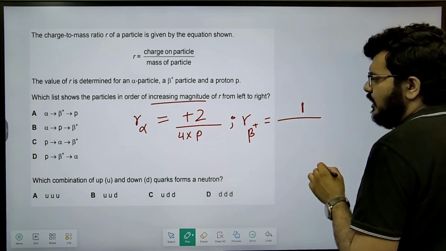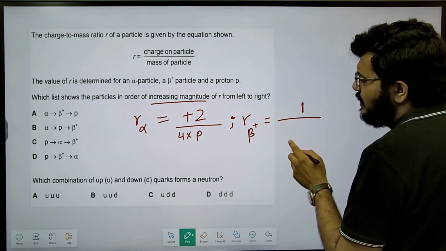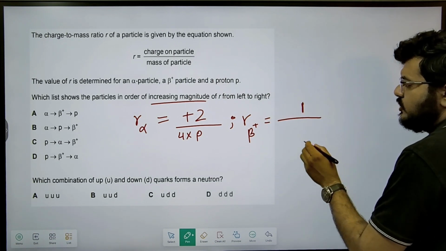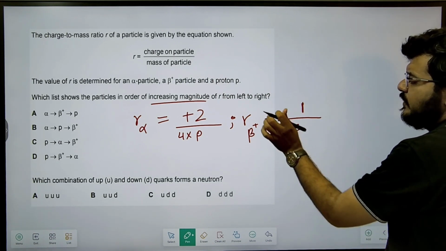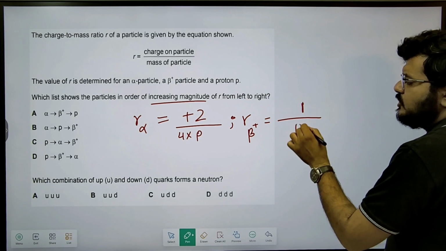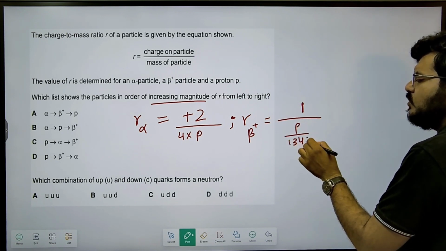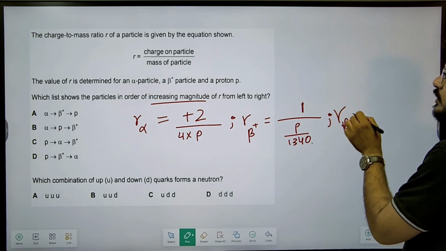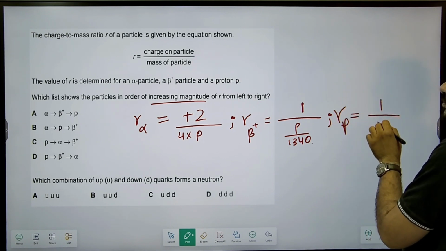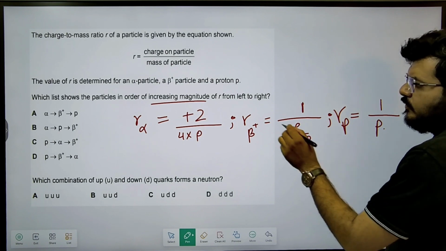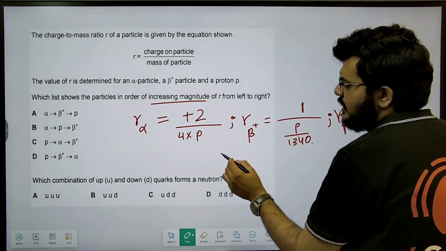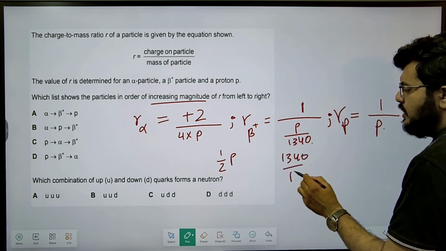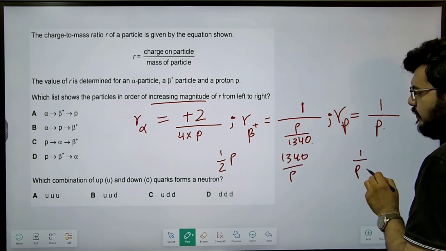So 1 upon the mass. That is the mass of an electron. Mass of an electron is averagely mass of proton divided by 1340 something. Then r for proton is equal to 1 upon mass of one proton. Now if you make it equal, I can write this as 1 by 2p, this is 1340 by p, and this is 1 by p.